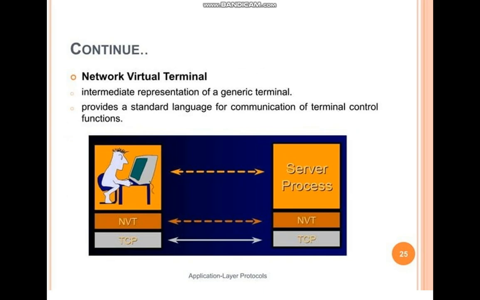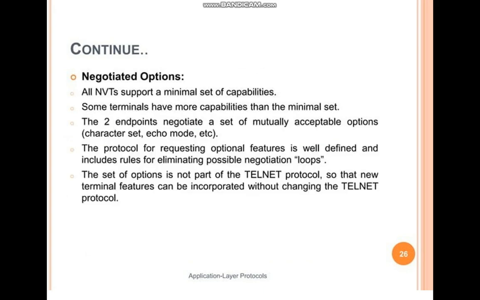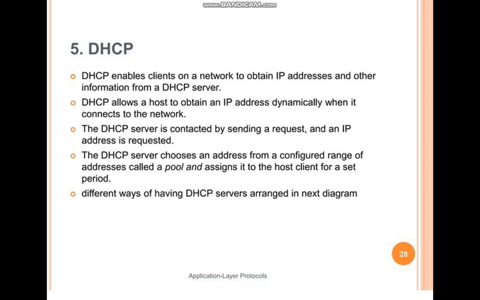The NVT, network virtual terminal, is an intermediate representation of a generic terminal. It provides a standard language for communication of terminal control functions. All entities support a minimal set of capabilities. Some terminals have more capabilities than the minimal set. The protocol for requesting optional features is well defined and includes rules for eliminating possible negotiation loops. The set of options is not part of the Telnet protocol, so that new terminal features can be incorporated without changing the Telnet protocol.